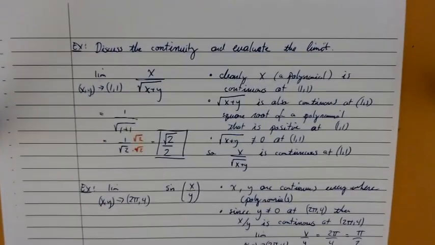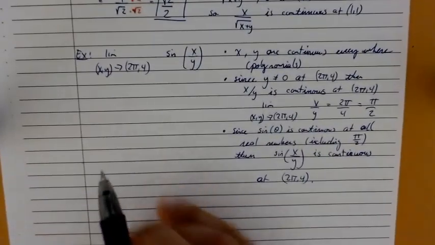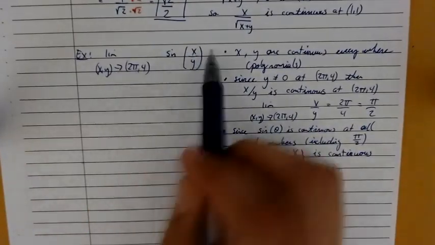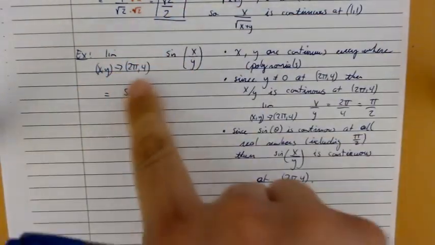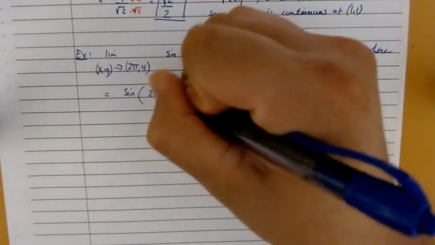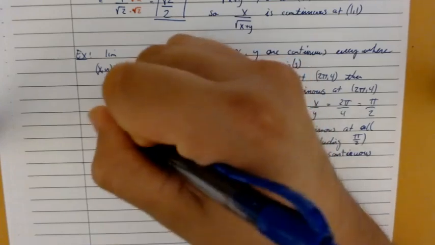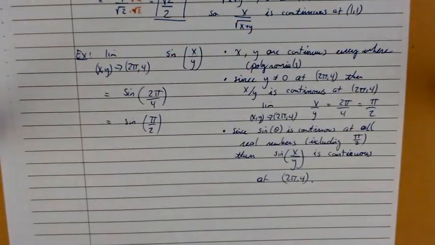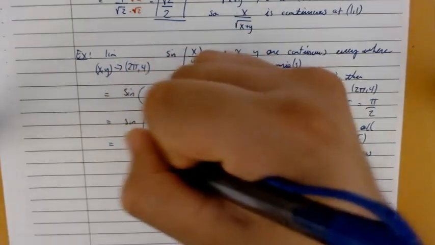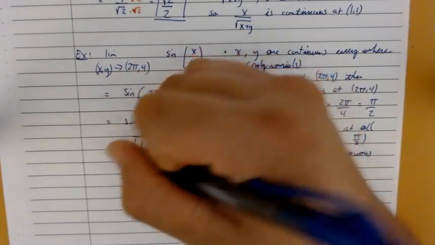And then the second part of our question was evaluate the limit. Well, that is continuous at this point, so go ahead and plug in the point. This will equal sine of, again, 2 pi over 4, which is sine of pi over 2. And the sine of pi over 2 is maybe a little anticlimactic, is 1.